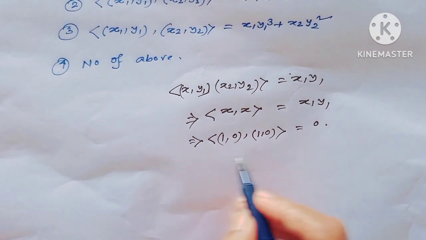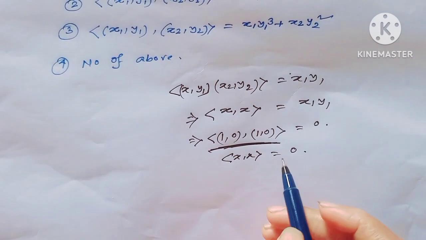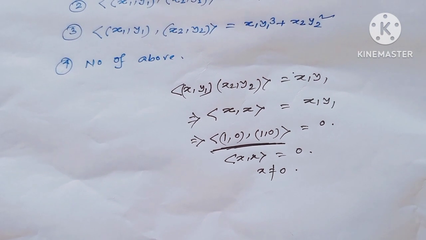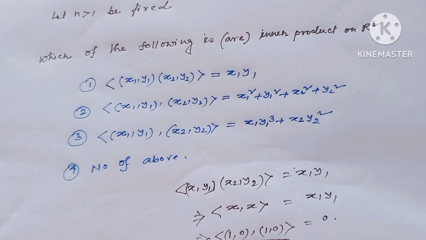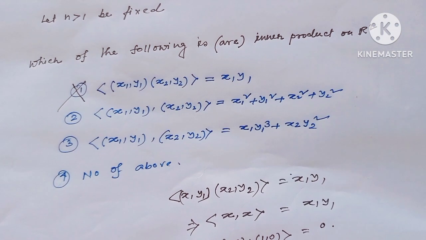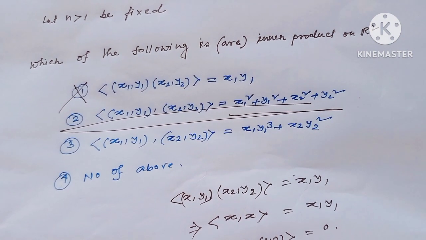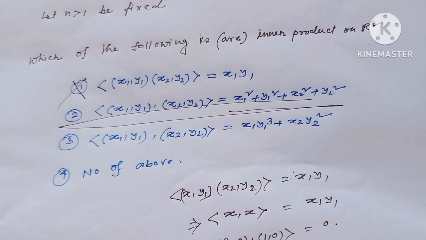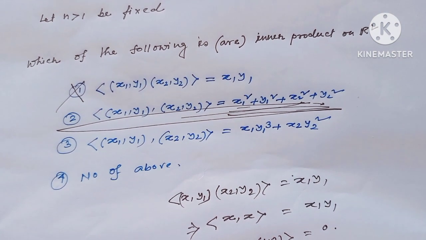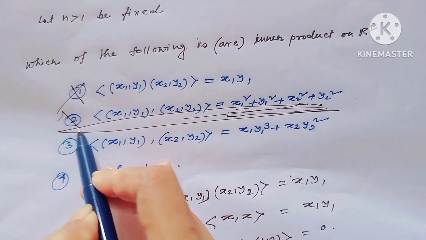Here notice x with itself is equal to 0, but x is not equal to 0. This vector is not equal to 0. So the first option has broken the positive definiteness. So option 1 is a wrong option. And option 2, this type of example always breaks the linearity condition, because in the first question I told you that this type of square term in the equation always breaks the linearity condition. So the second option is also wrong.